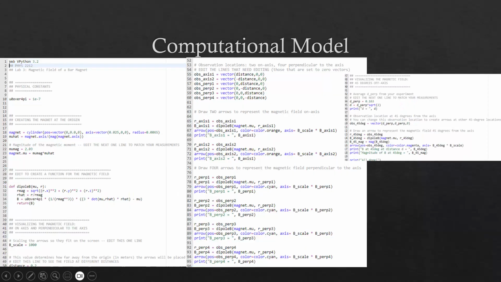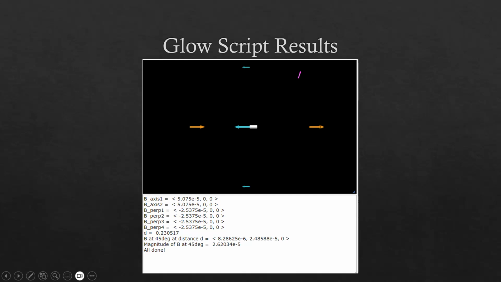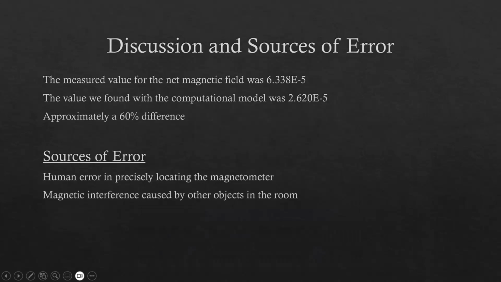For the computational model, here we just defined our constants. And then here we entered our magnetic dipole, which is 2.03. This is the magnetic dipole equation, and these are just creating arrows. We draw two arrows to represent the magnetic field and draw four arrows to represent the magnetic field perpendicular to the axis. Here we enter our R value, and then our GlowScript model gives us the magnitude to be 2.62 e to the negative 5. The measured value was 6.33 e to the negative 5, and this was the computational model value, so there was approximately a 60% difference.